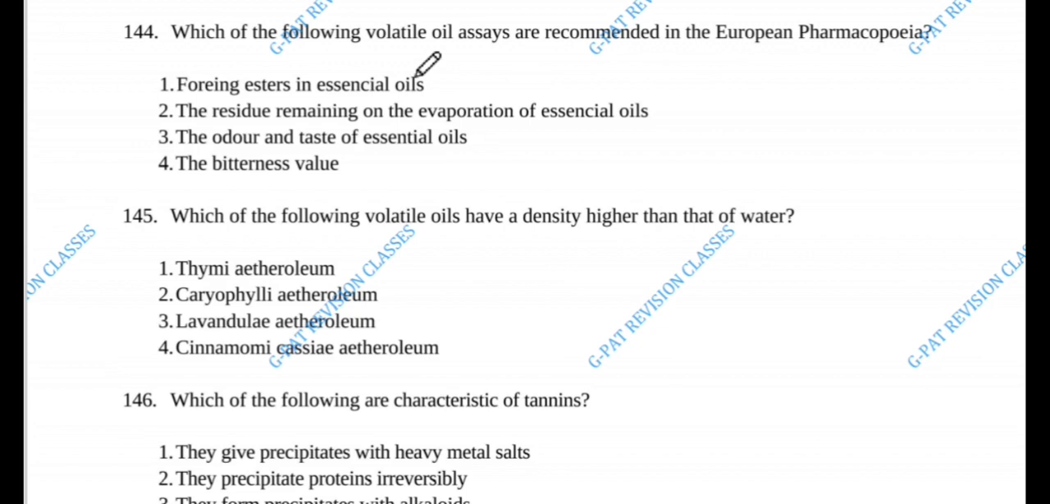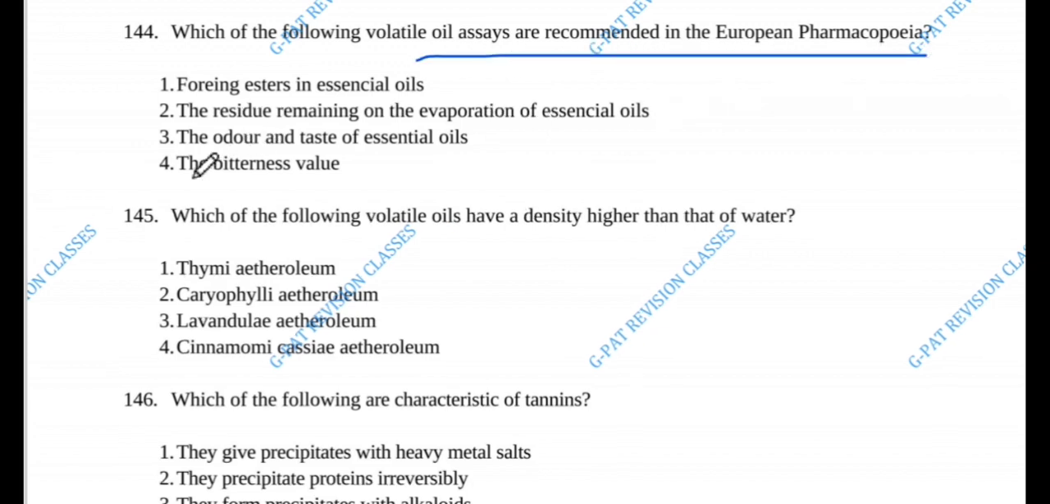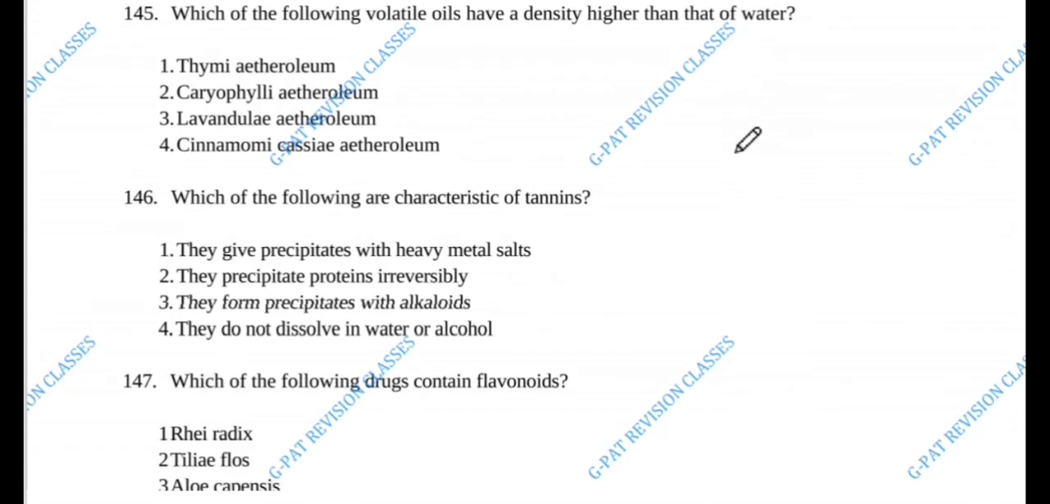Next is question number 144. Which of the following volatile oil assays is recommended in the European Pharmacopoeia? The answer is first, the essential oil assay. The answer is first.